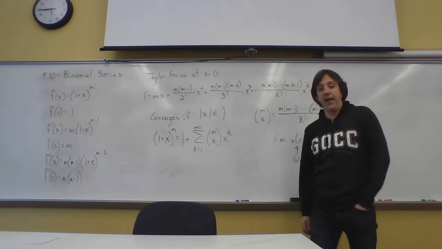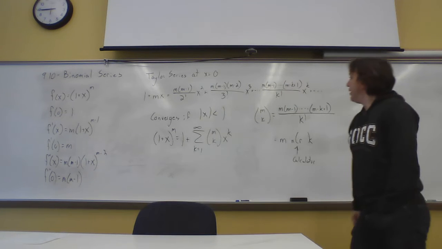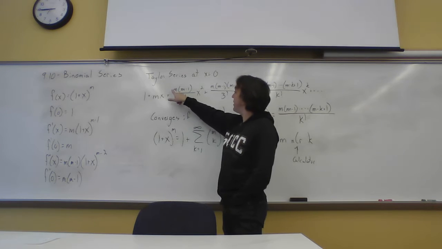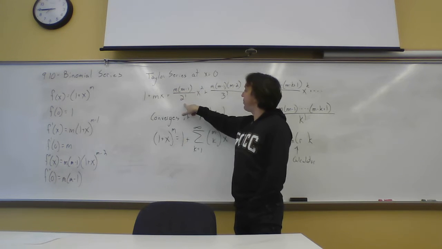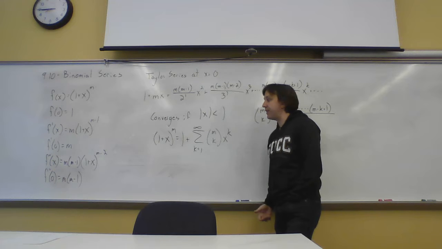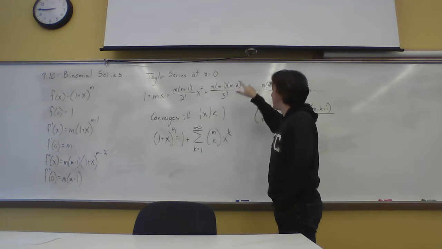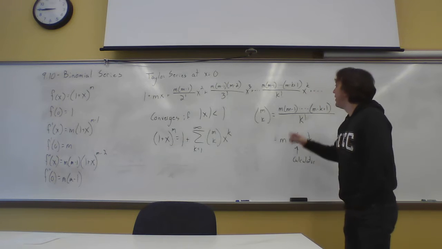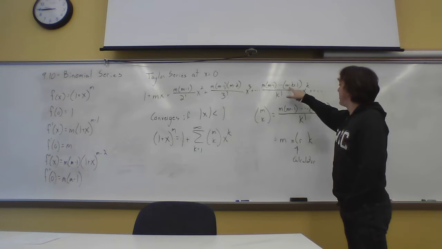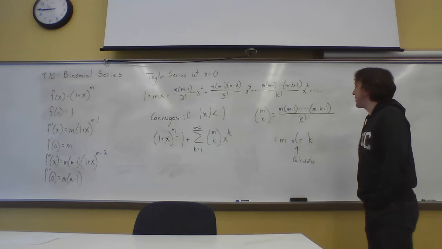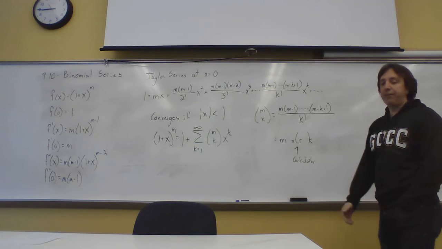And we can keep this going for as long as we wanted and use it to generate a Taylor series at x equals 0. So at x equals 0, you get 1 plus mx plus m times m minus 1 over 2 factorial, because again, Taylor series, times x squared, plus m times m minus 1 times m minus 2 over 3 factorial, all the way out to m times m minus 1 multiplied out to m minus k plus 1 over k factorial times x to the k, and then continuing forever.